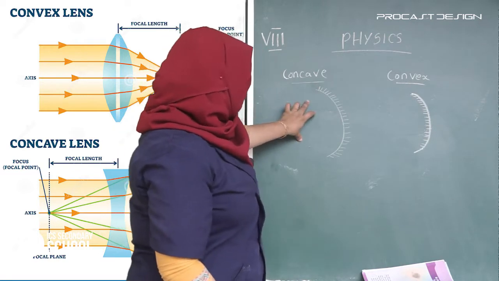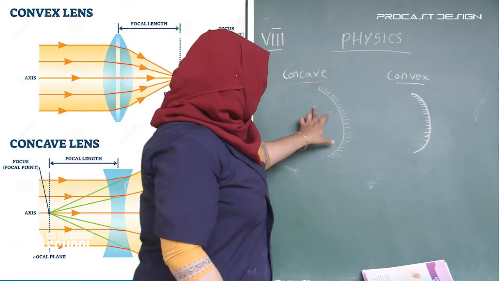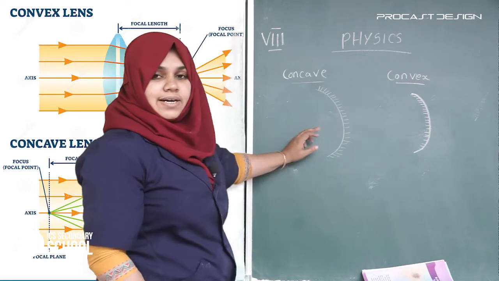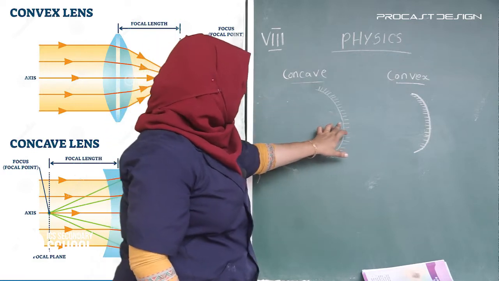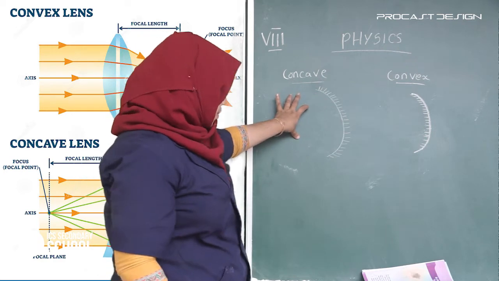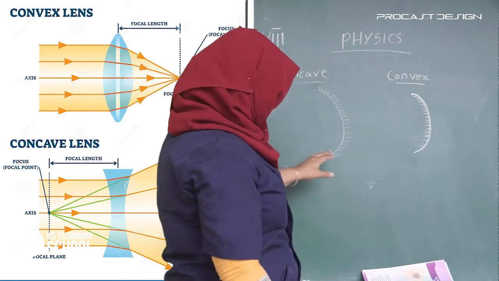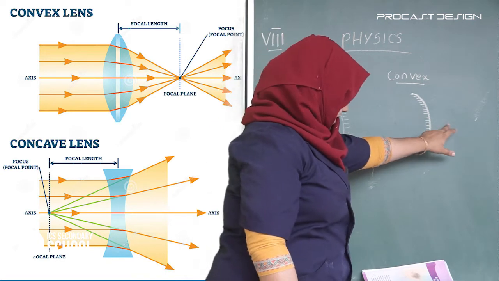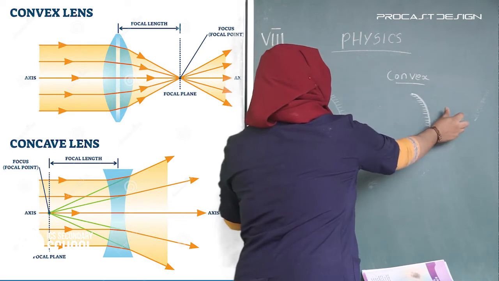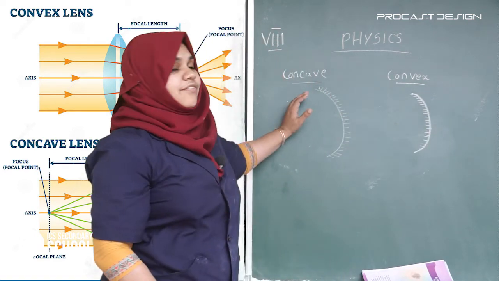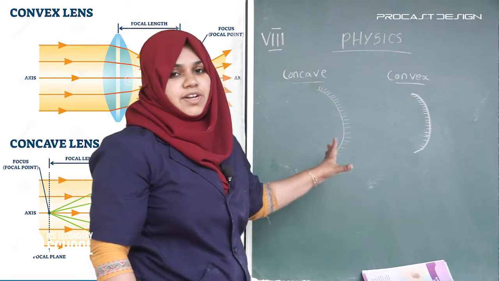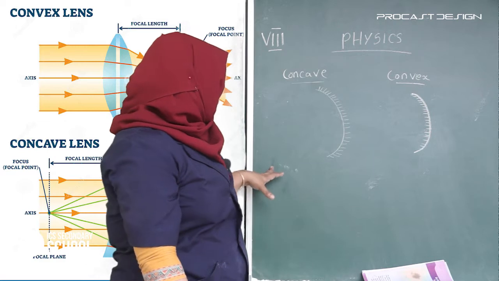A concave mirror is a mirror in which the reflecting surface is curved inwards. But a convex mirror is a mirror in which the reflecting surface is curved outwards. These are the differences between a convex mirror and a concave mirror.